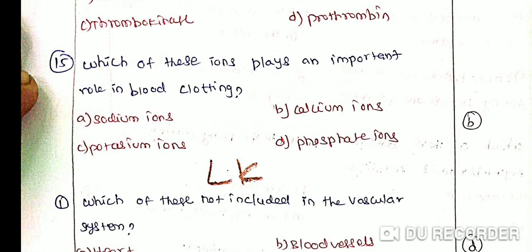Which of these ions plays an important role in blood clotting? Option A, sodium ions. Option B, calcium ions. Option C, potassium ions. Option D, phosphate ions. The correct answer is option B, calcium ions. Calcium ions play an important role in blood clotting or coagulation as they are needed for the activation of various clotting factors. It is required for the formation of the fibrin mesh network that covers the wound.